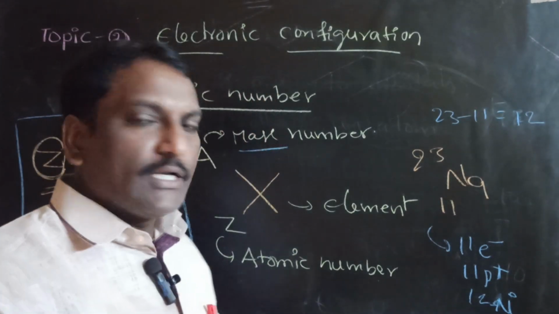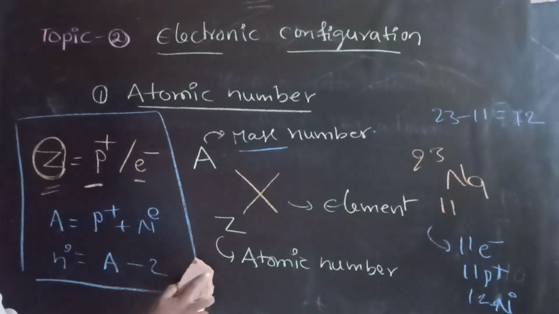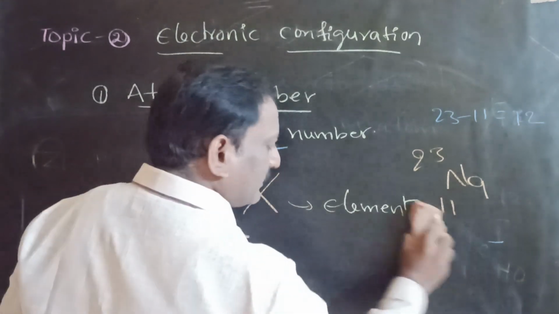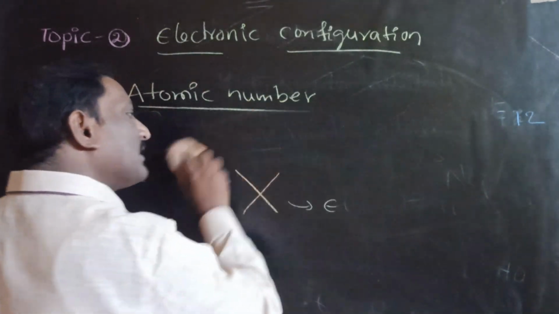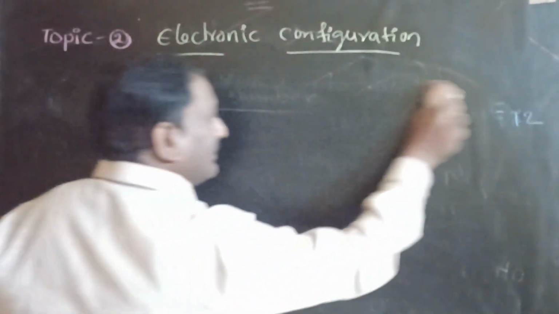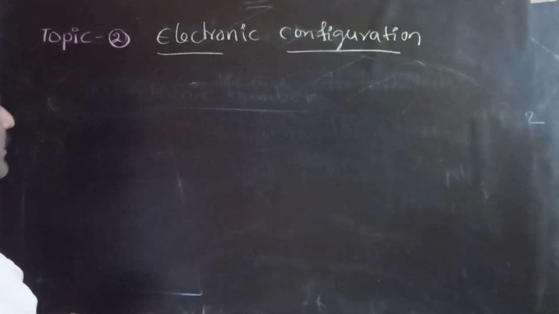Right. Now let us move on to point number 2. Point number 2, list of the students. In case of birthday, list of the students. In case of electronic configuration, we require the list of subshells. So put it in the second point: list of subshells.